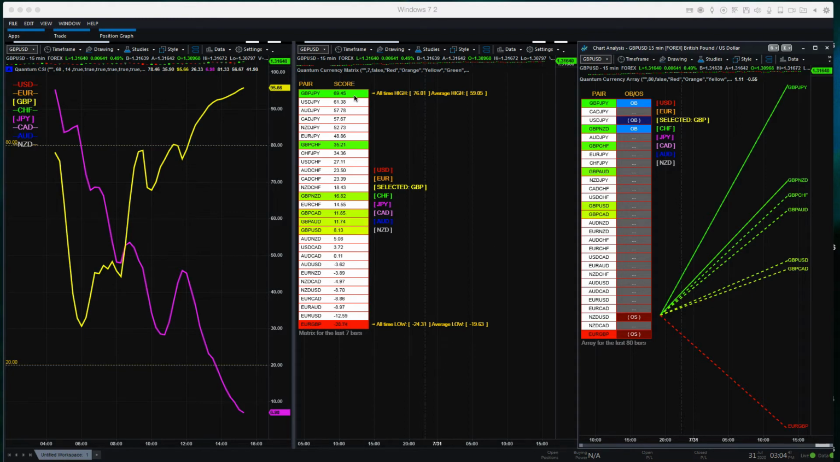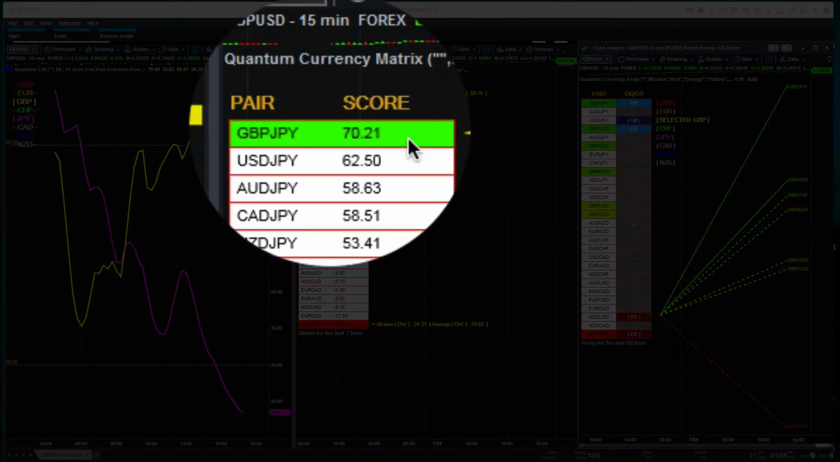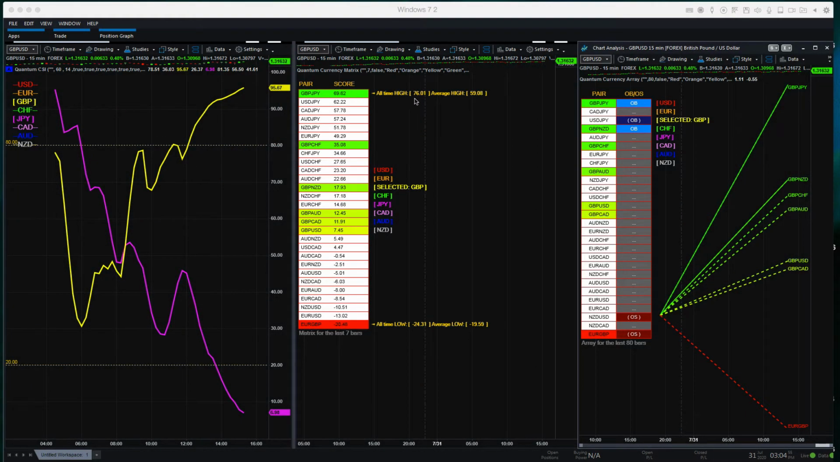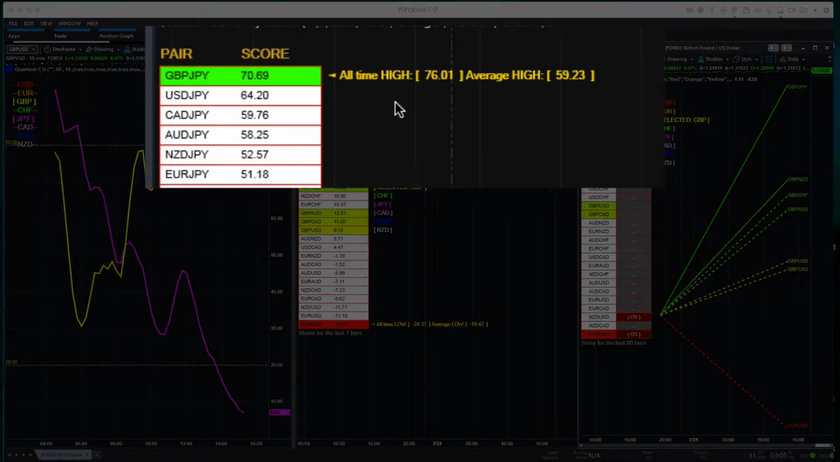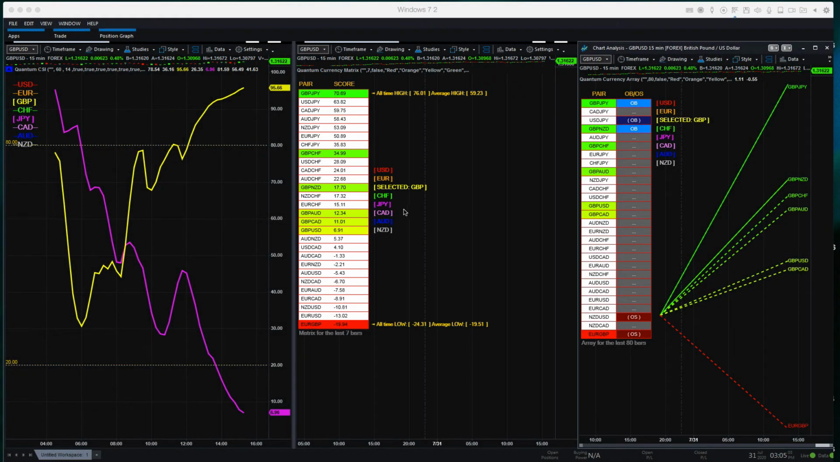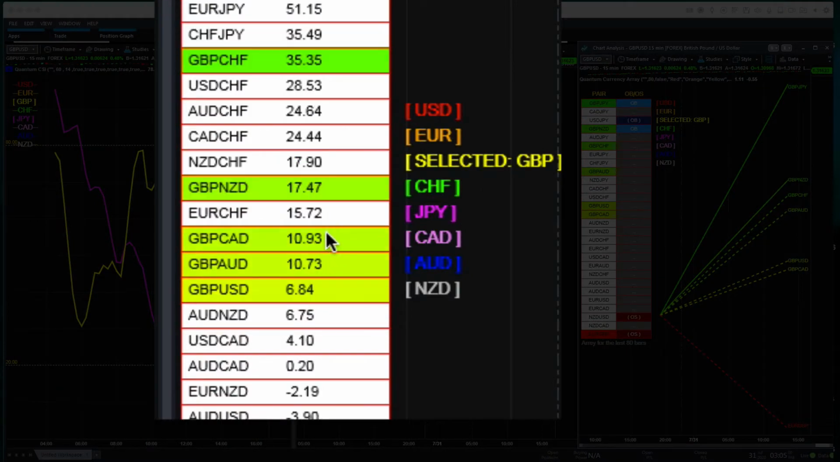You can see it on the matrix here. This number is really, really going high. It was not quite at this level before. Where are we? All-time high is 76, so we even got some way to go. The average high is 59, so you can see how strong this is. It's really moving well. What's interesting when we look at the matrix is the other pairs are perhaps not where we would expect to be.